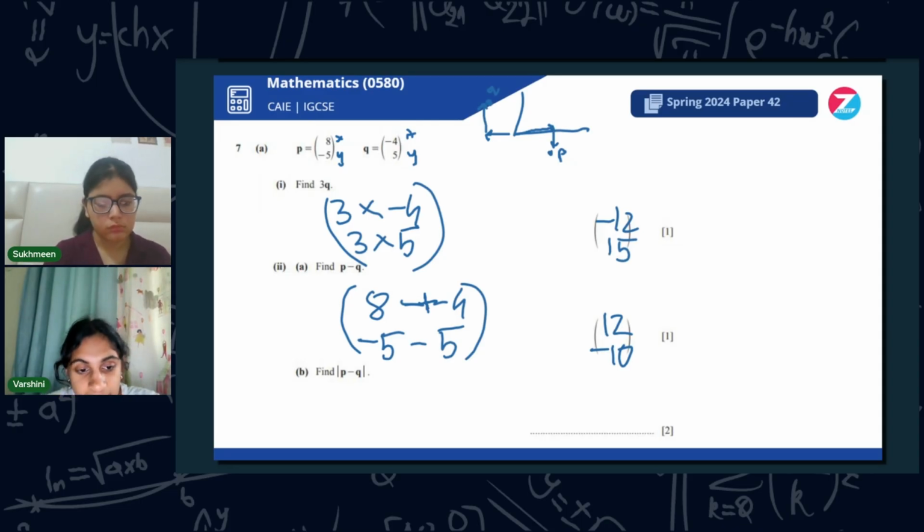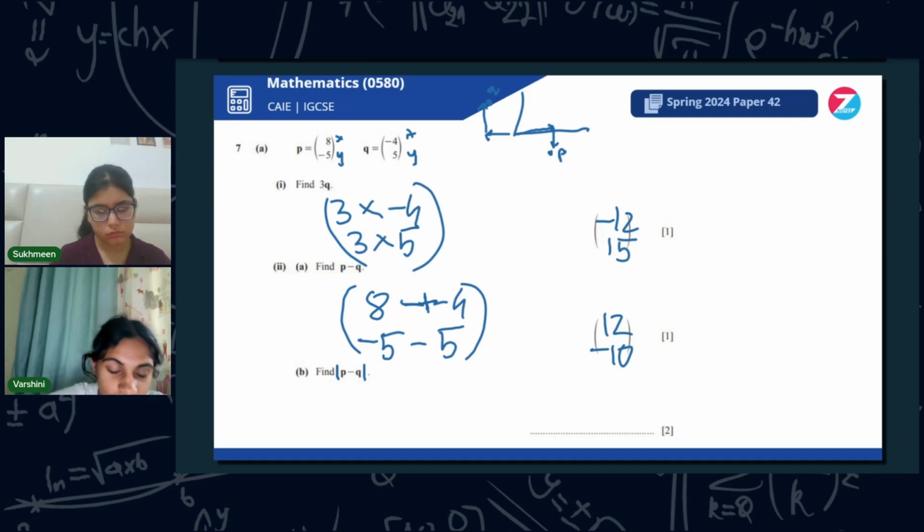Okay, find the modulus of P, sorry, find the absolute value of P minus Q. So when they have these signs, what do they mean? They mean they want us to find the real length. They don't just want the answer P minus Q. We've already found P minus Q over here, 12 and -10. So how do we find the length of this vector?